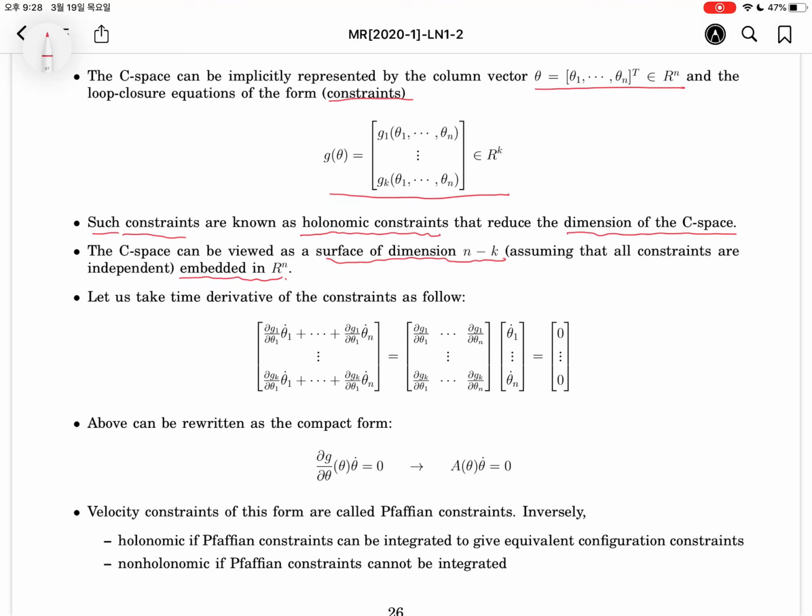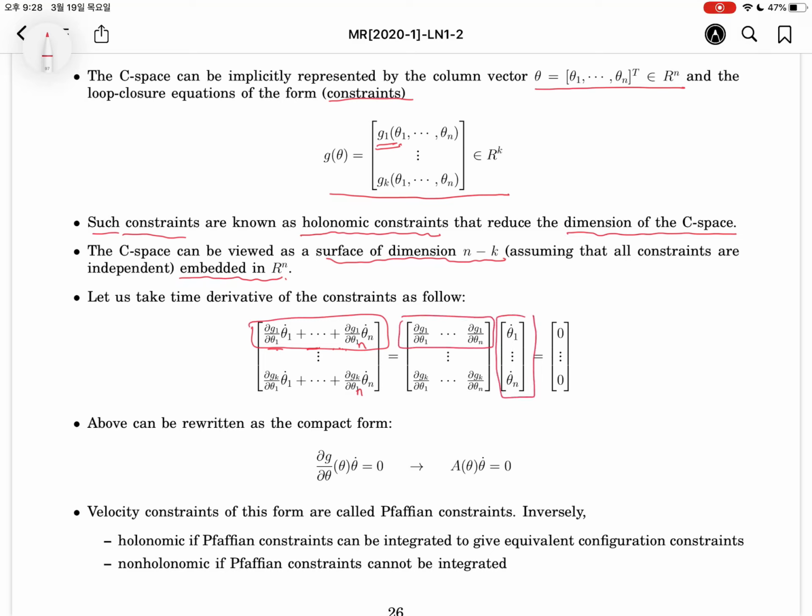Let's take the partial time derivative of the constraint. G1 element can be taken as a partial derivative, and G1 and G2, I'm sorry, theta 1 and theta 2 and so on. I'm sorry, this is theta n. Yeah, this is a typo. This is also theta n. So G1 should be differentiated with respect to theta 1 through theta n.